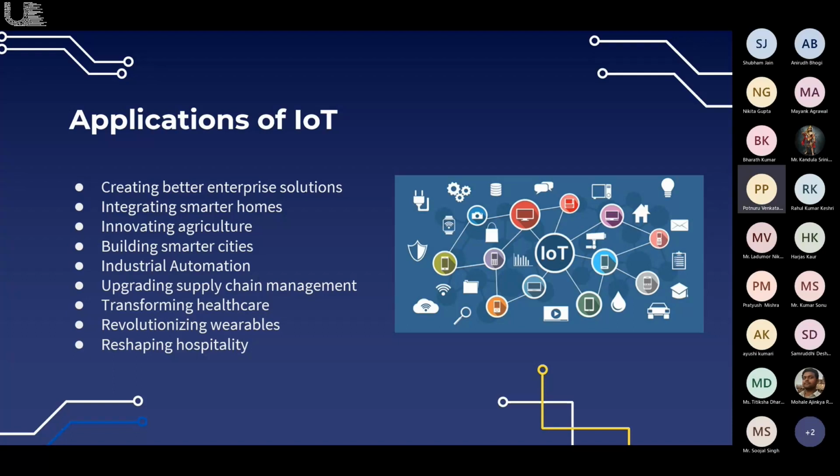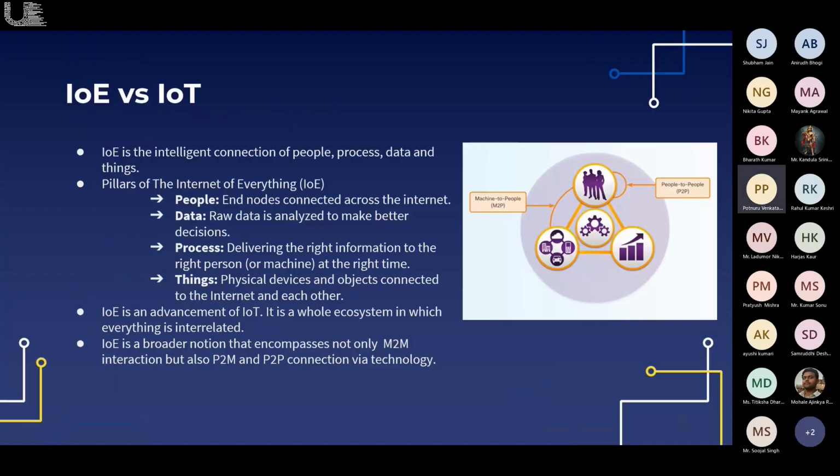Next, Internet of Everything. So Internet of Things is slowly transforming into Internet of Everything with the addition of AI, ML, and intelligent data. Internet of Everything is the intelligent connection of people, process, data, and things. So these are the four pillars of Internet of Everything.